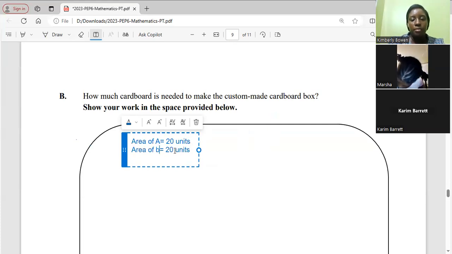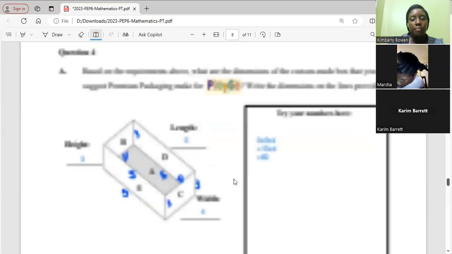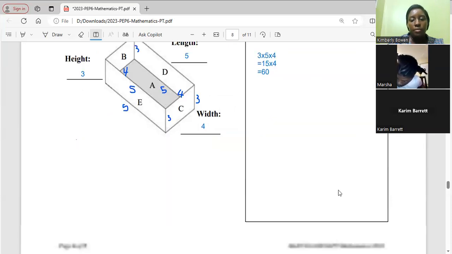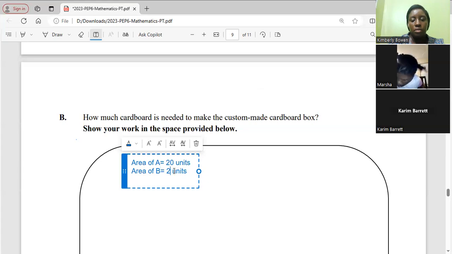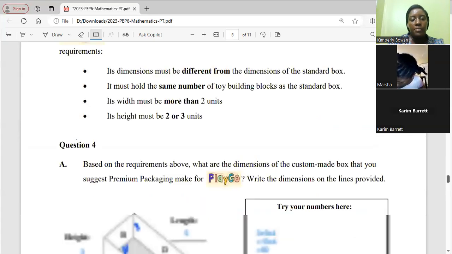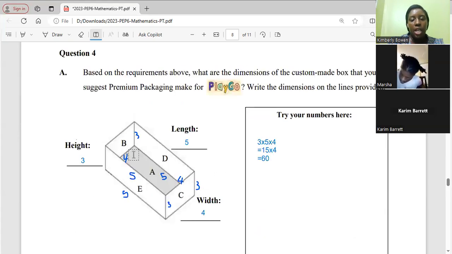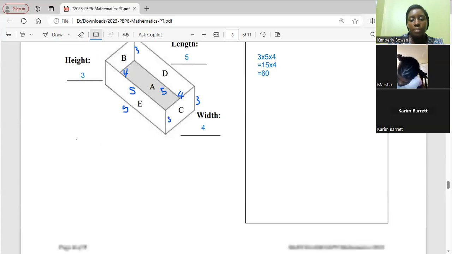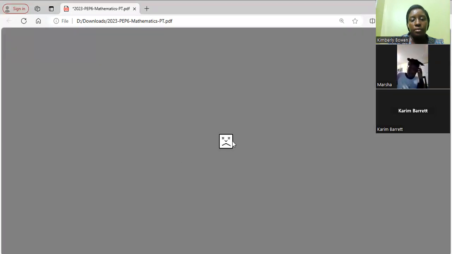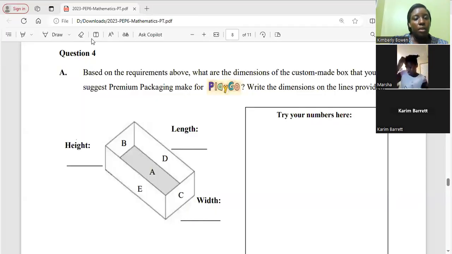Area of B. I know that it's 3 times 4, so that's 12. And I know for the area of C, it's the same because B is across from C, so it's the same as B, which is also 12. I'm not sure what happened. Let me just put back the dimension.